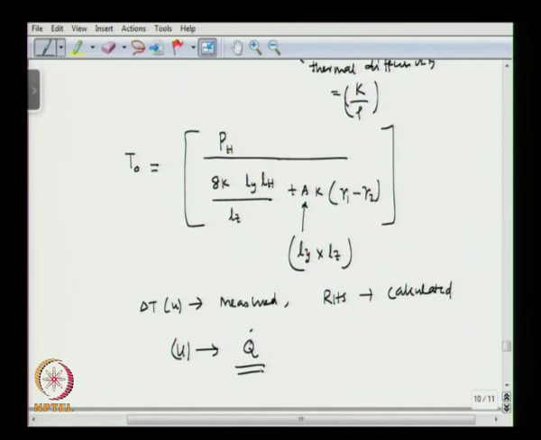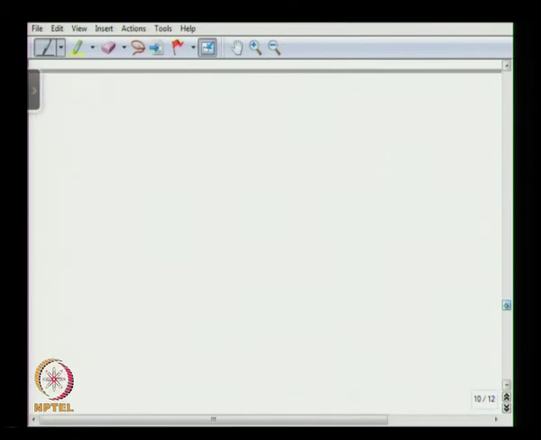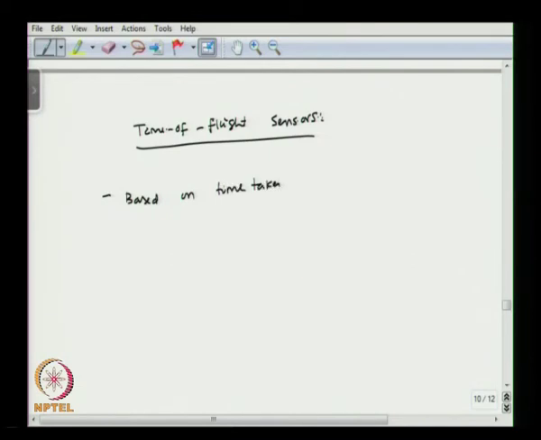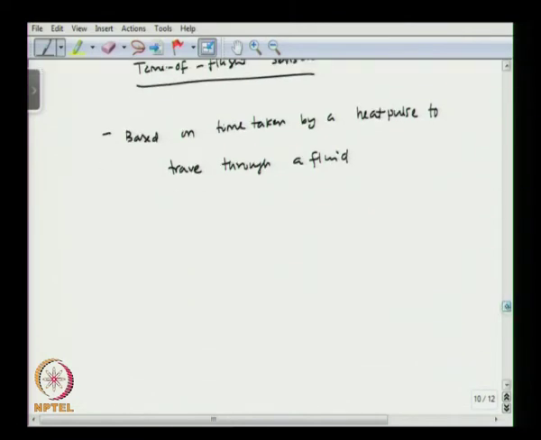Next let us talk about the time of flight sensors. This is based on the time taken by a heat pulse to travel through a fluid, okay. So, we have an analytical solution for this.